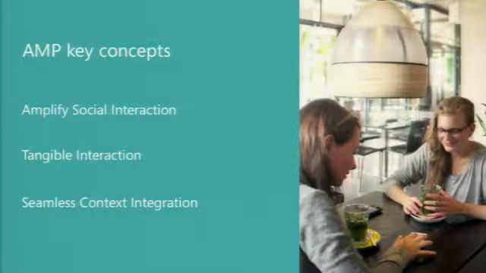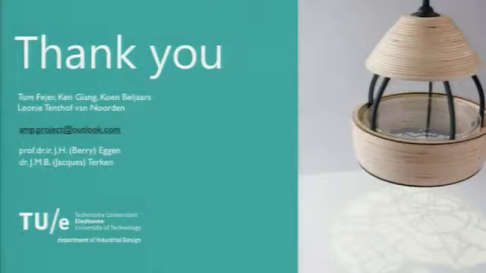Well, you've seen our working prototype, and I would like to summarize the three key concepts of AMP. AMP amplifies the social interaction by bringing the relevant data to the conversation. It enables tangible interaction with objects that are already present in shared physical space. And it integrates different kinds of city data in an aesthetically pleasing way in the context. So we believe that our project amplifies the social context and brings back the quality of the conversation. Thank you very much for listening.